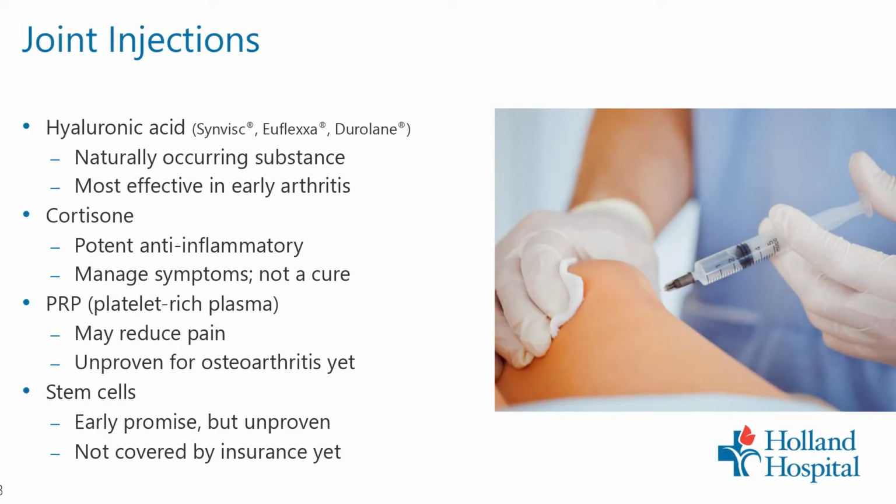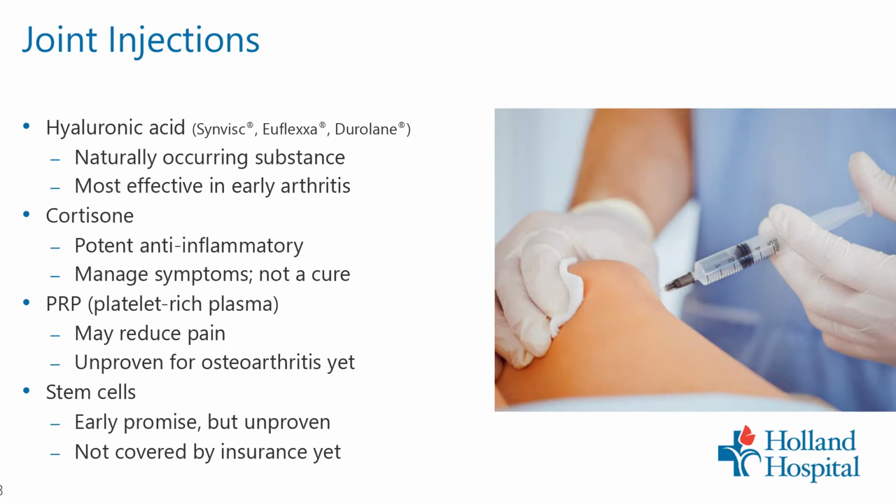An injection in the affected joint can be done as a diagnostic tool and aid in pain management. Hyaluronic acid is a naturally occurring substance. It's most effective in early arthritis. An injection of cortisone is a potent anti-inflammatory, and this can manage symptoms, but it is not a cure.